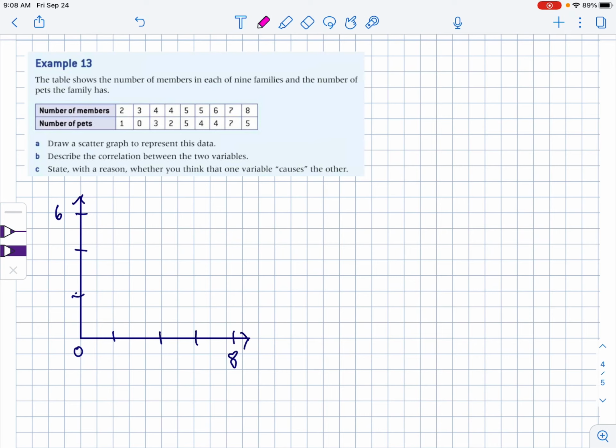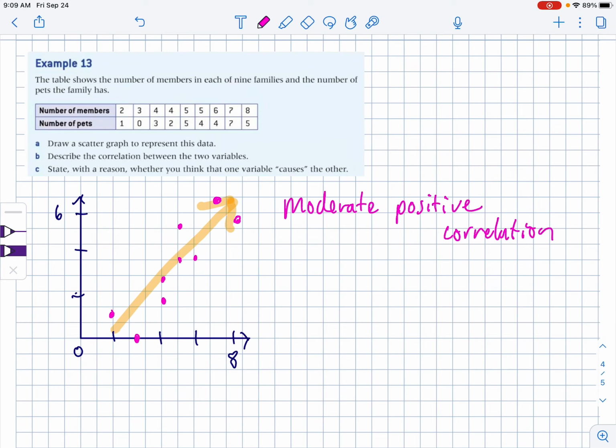Next example, members of family in each of 9 families and the number of pets the family has. So if we draw a scatter plot for this, it looks something like this. When I look at this, I see that it's trending uphill. It is kind of going this direction, but I don't think it's clustered very well. So I'm going to say this is moderate, spell moderate right, positive correlation.